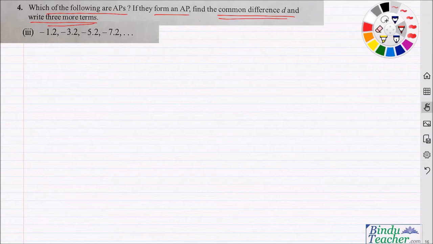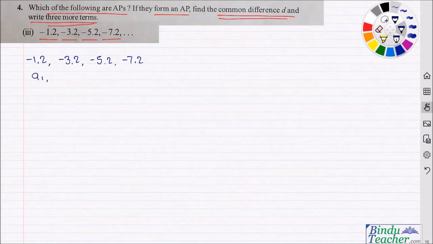more terms. So as you can see in this first question, they have given us 4 numbers in the list: minus 1.2, minus 3.2, minus 5.2, and minus 7.2. So we'll first try to find out if they're an arithmetic progression. I will write down the list of numbers as is: minus 1.2, minus 3.2, minus 5.2, and minus 7.2.